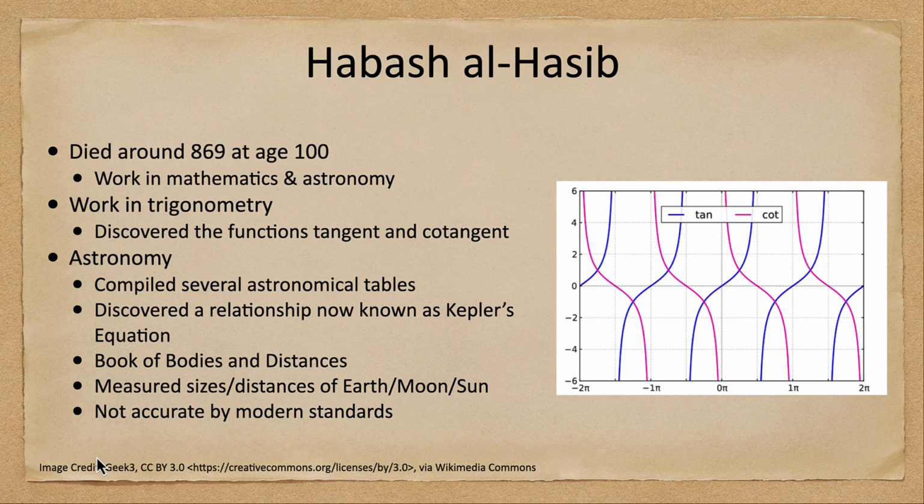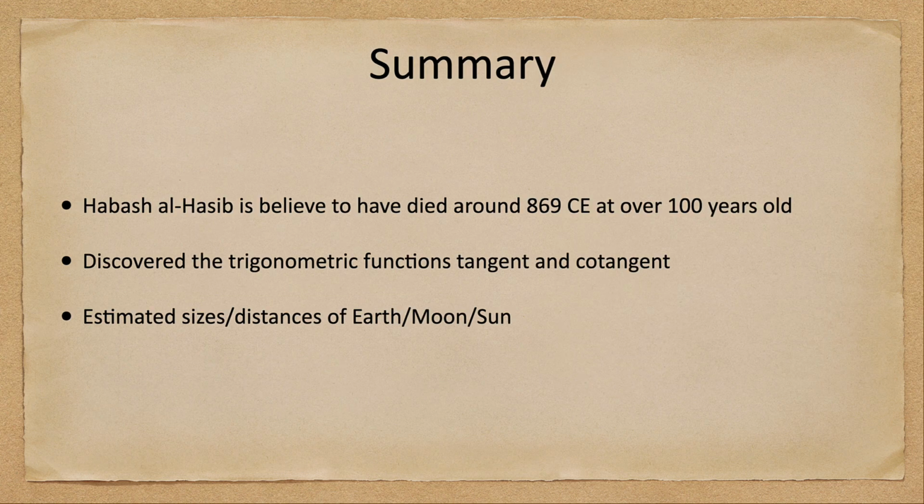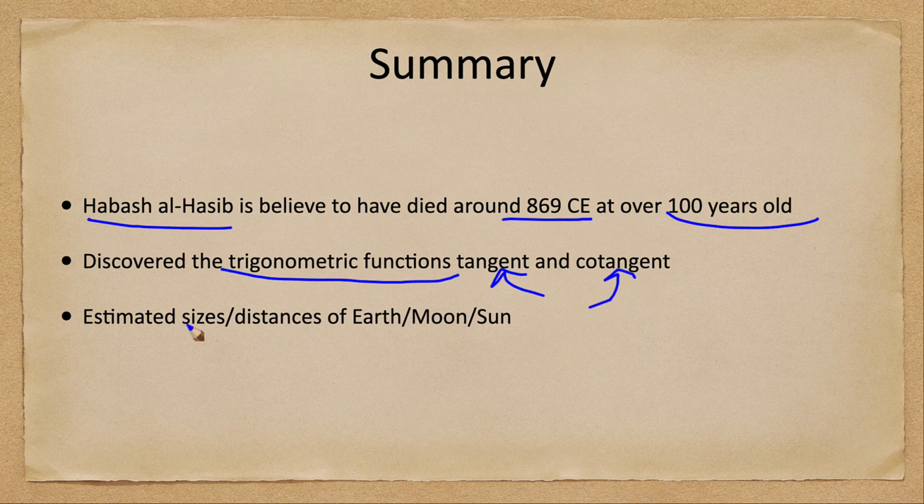What we've looked at this time is Habash al-Hasib, who is believed to have died around 869 at over 100 years old. In mathematics, he discovered the trigonometric functions we now know as the tangent and the cotangent. And he made estimations of the sizes and distances of objects like the Earth, moon, and sun. So that concludes this discussion on Habash al-Hasib and his contributions to astronomy.